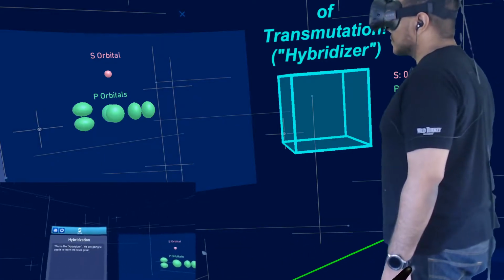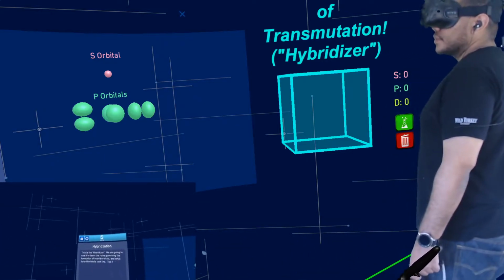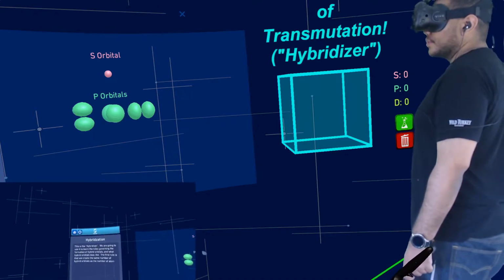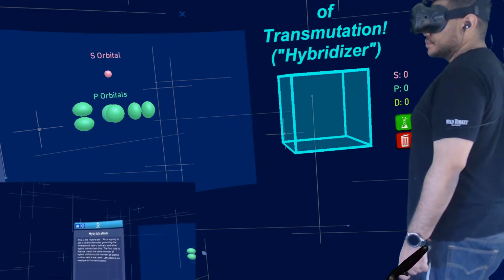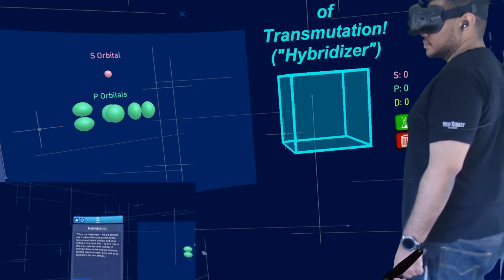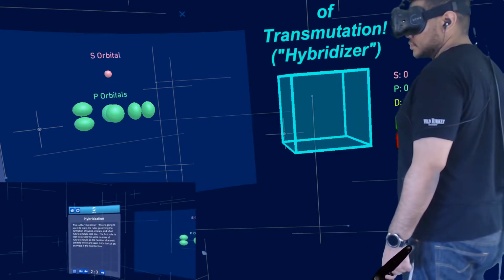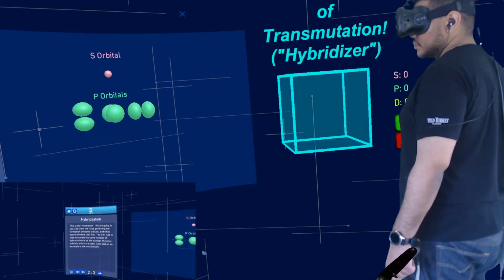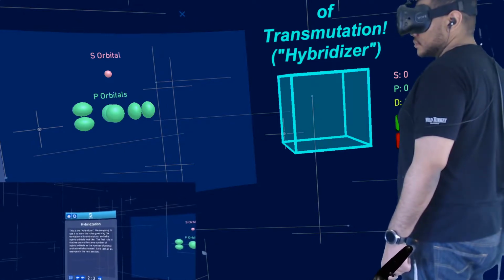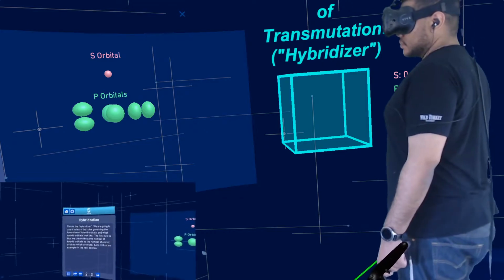This is the hybridizer. We're going to use it to learn the rules governing the formation of hybrid orbitals and what hybrid orbitals look like. The first rule is that we create the same number of hybrid orbitals as the number of atomic orbitals which are used. Let's look at an example in the next section.